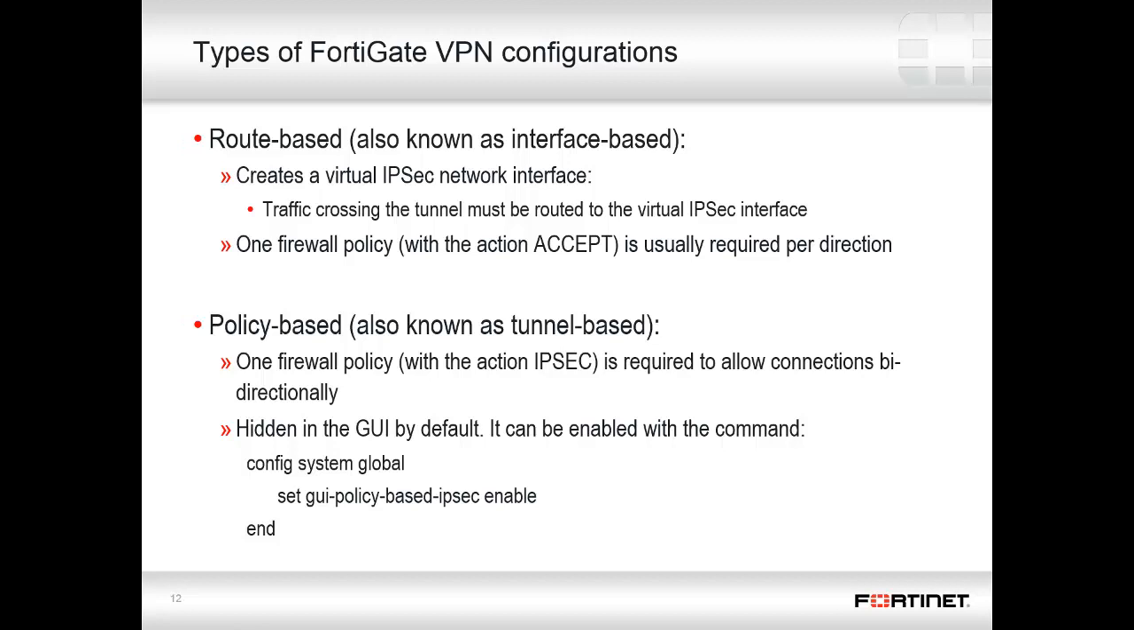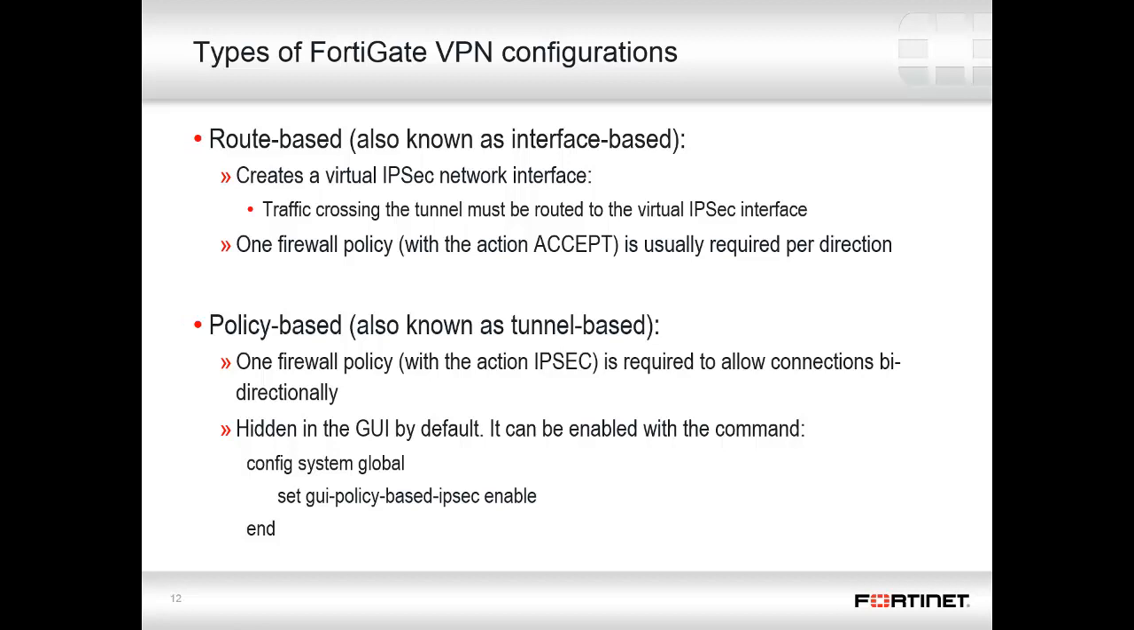Additionally, a route-based VPN configuration requires the FortiGate device to route the traffic to the IPSec interface. This is usually achieved, as we will see later, by adding a static route. On the other hand, a policy-based configuration usually requires only one firewall policy with the action of IPSec. This policy is applied as bidirectional, allowing sessions that originate from either side of the tunnel.